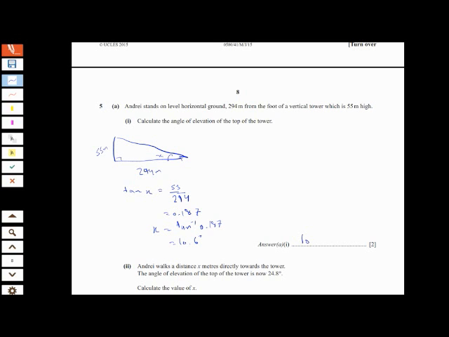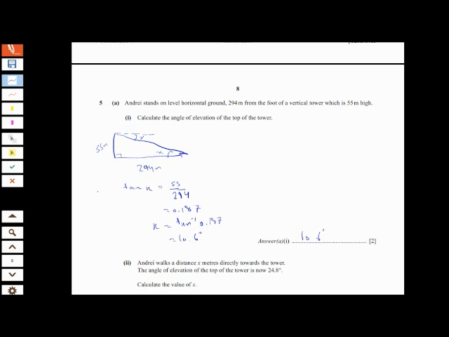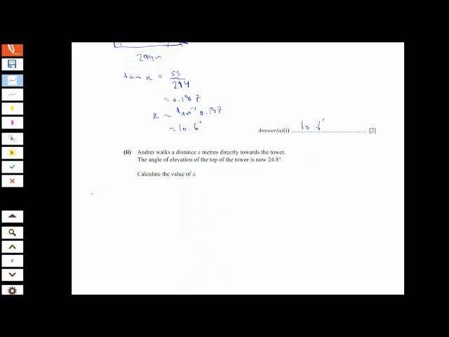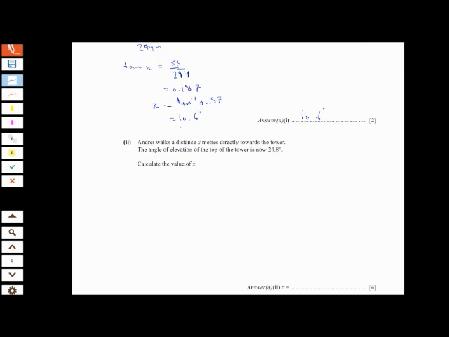And now this is an angle of elevation question, but if they asked you for the angle of depression, this is the angle of depression. This is the angle of depression. Anyways, now for the next question. Andre walks a distance of x meters directly towards the tower. The angle of elevation of the top of the tower is now 24.8.